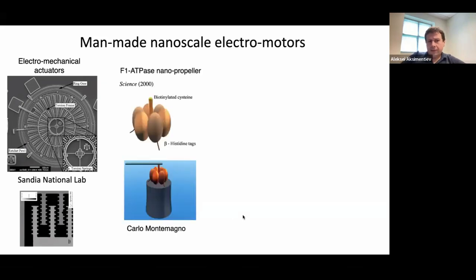There have been a lot of efforts to combine biological parts with synthetic parts. This was really, for me, a pioneering study by Carlo Montemagno, where he used an F1 ATP synthase, attached a rod, and showed that if you feed it with ATP, it can hydrolyze ATP and spin around.